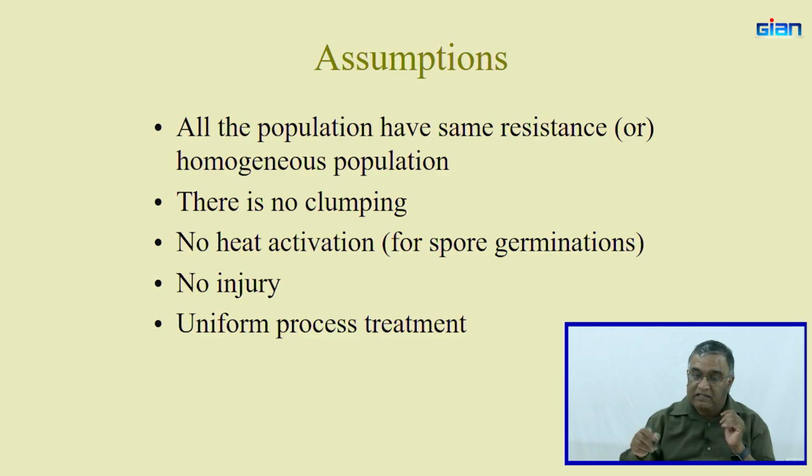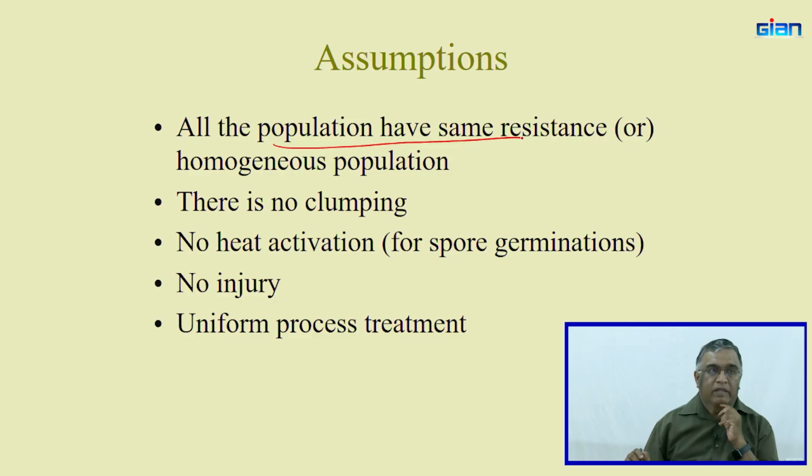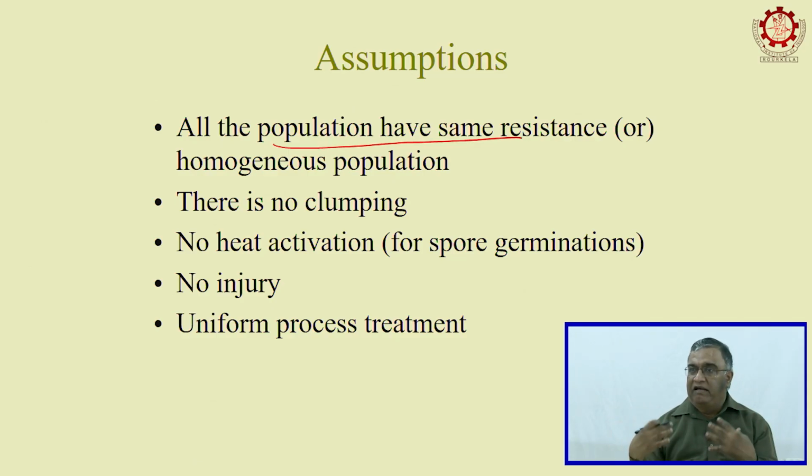One of the first assumptions is that all the population have the same resistance. What we are saying is, in this room maybe we have 50 people, and we say all the 50 people behave the same way. We know that is not true. Each of us has unique characteristics. In the same way, there may be millions of microorganisms, each one has its own characteristics, and so there may be some difference in microbial resistance.